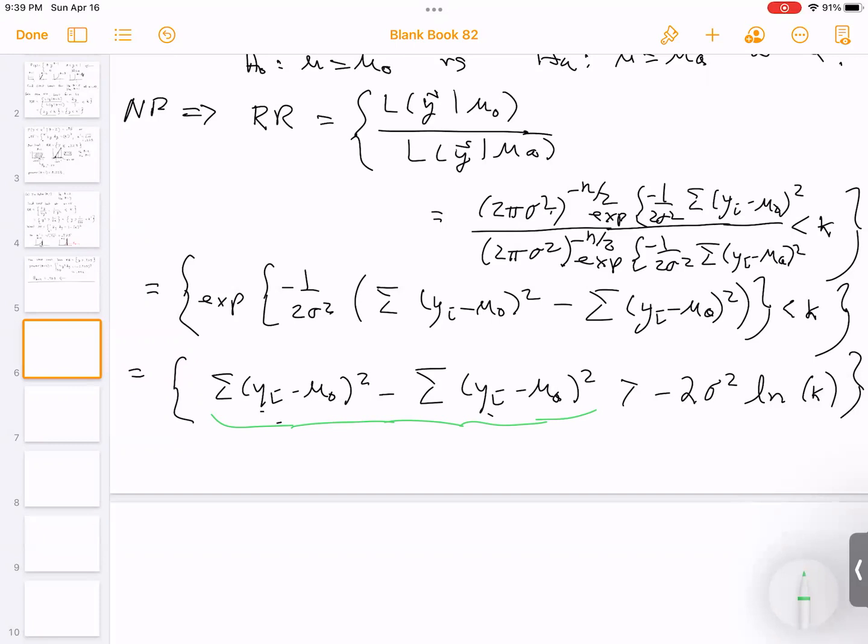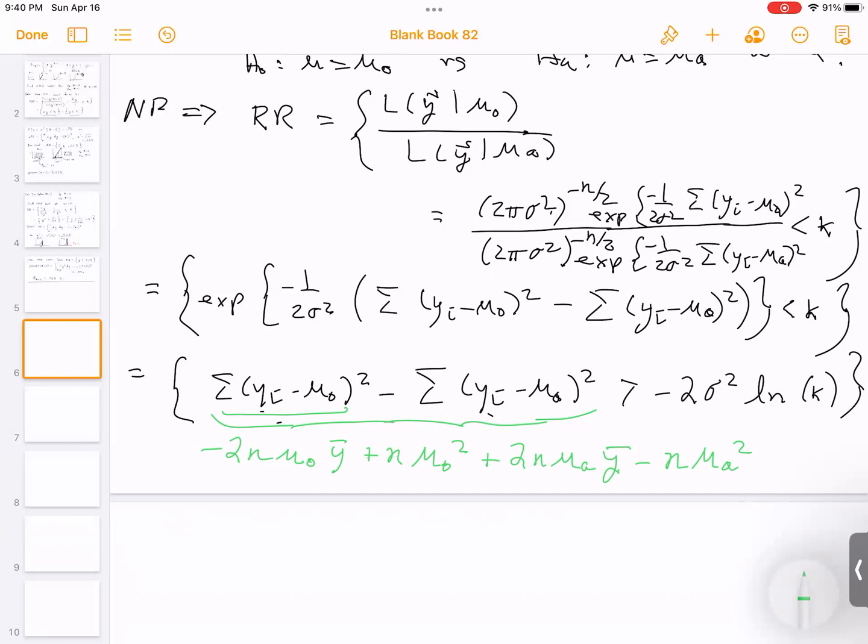and let's apply the sum too. So I get minus 2 mu 0 y bar here. And an n, right? Minus 2n mu 0 y bar, right? And then I have plus mu 0 squared, right? And then n of those, plus n mu 0 squared. Over here, I get a similar deal, but I am subtracting, so I get a plus 2n mu a y bar, and I get a minus n mu a squared, right? So that's what that is.